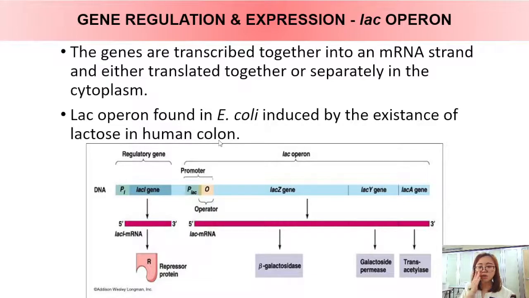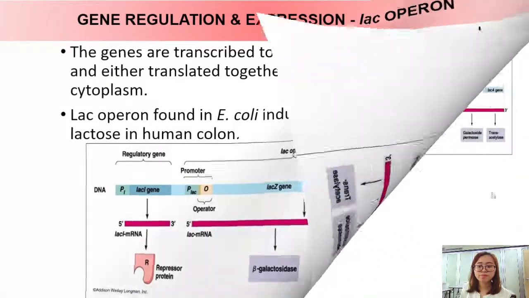So in case you're not aware, our stomach, our digestive systems have bacteria inside. We have bacteria in our guts, and one of them is E. coli. Escherichia coli ini adalah jenis bakteria yang boleh dijumpai dalam usus kita. Okay, so bakteria ini ada lac operon. Bila kita minum susu mengandungi lactose, itu akan mempengaruhi sama ada operon ini di on ataupun di off.